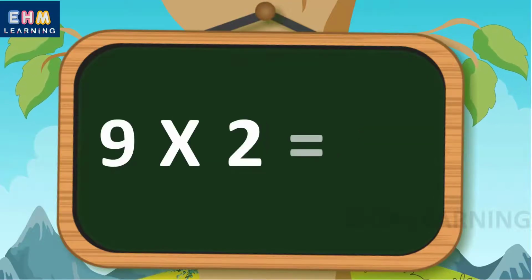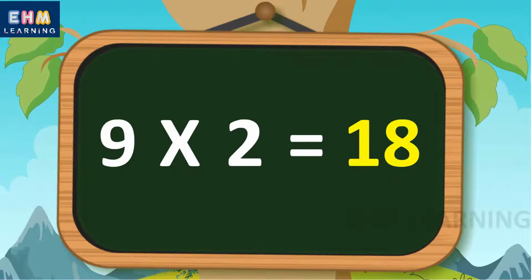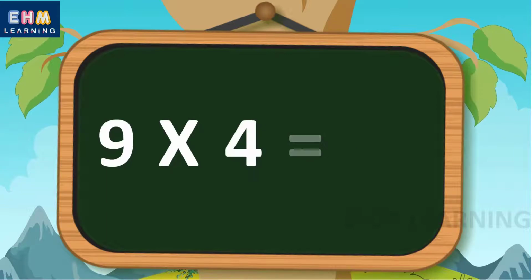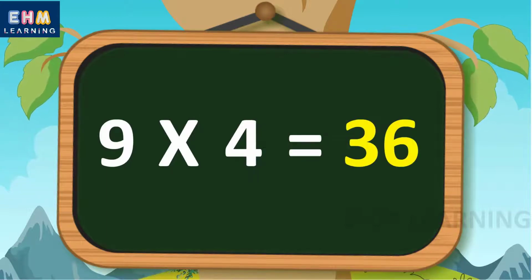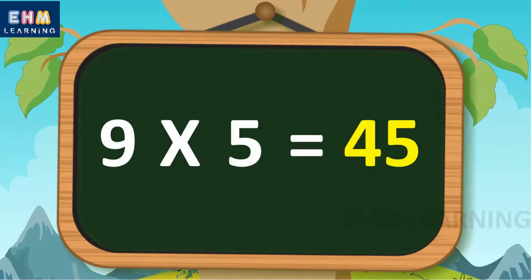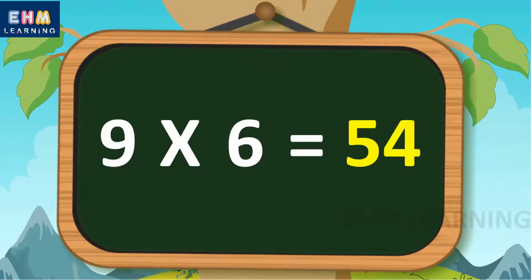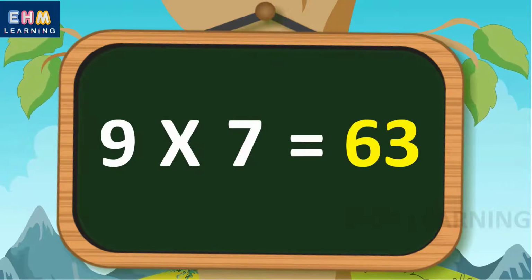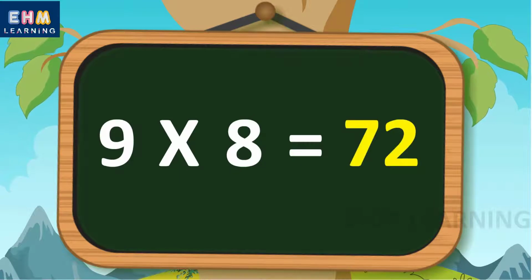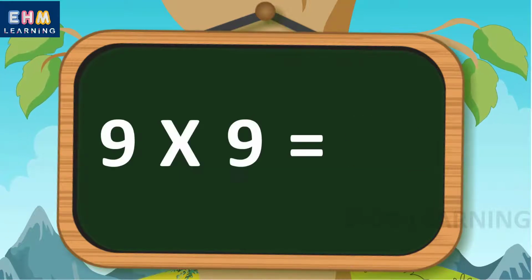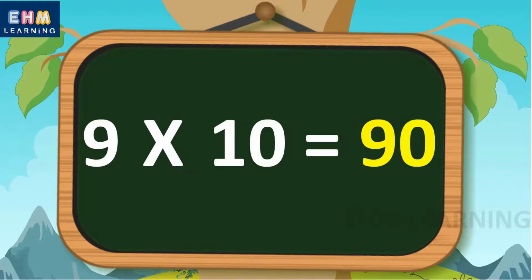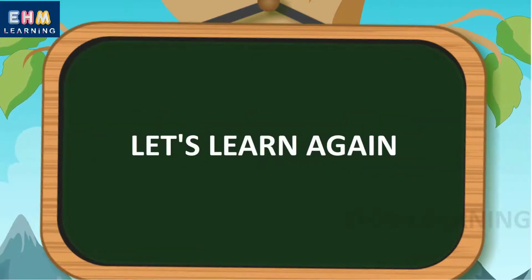9 1's are 9, 9 2's are 18, 9 3's are 27, 9 4's are 36, 9 5's are 45, 9 6's are 54, 9 7's are 63, 9 8's are 72, 9 9's are 81, 9 10's are 90. Let's learn again.